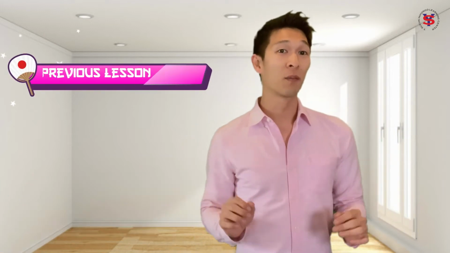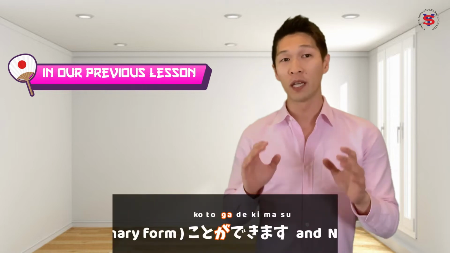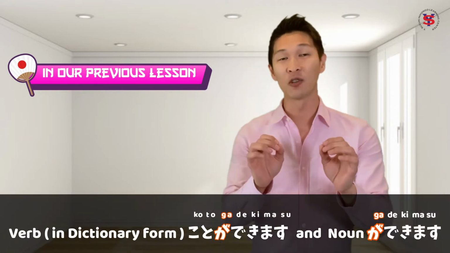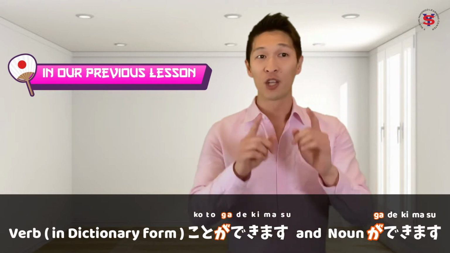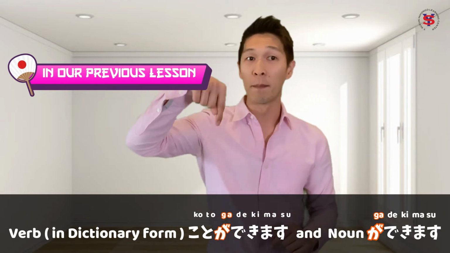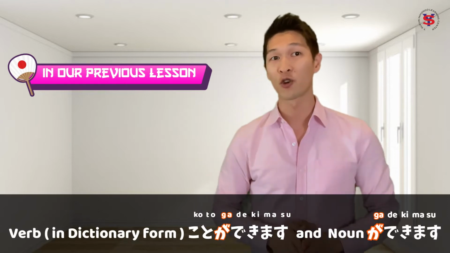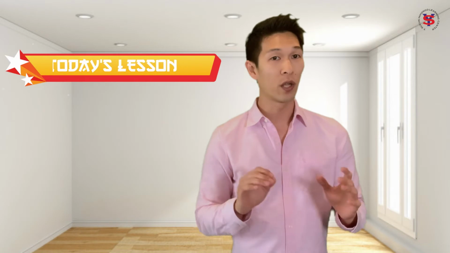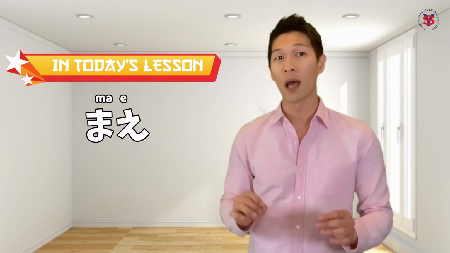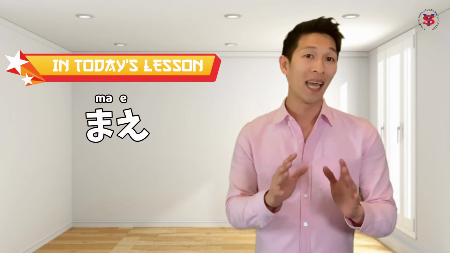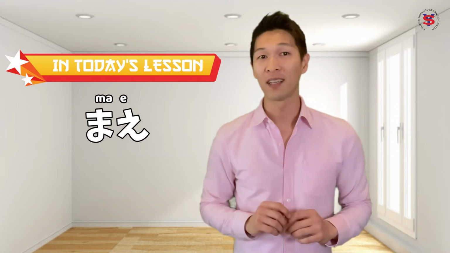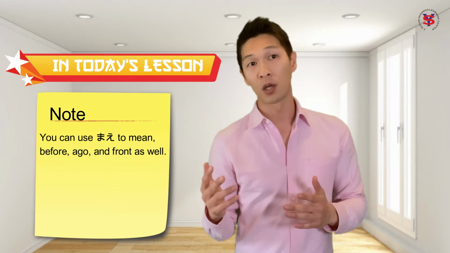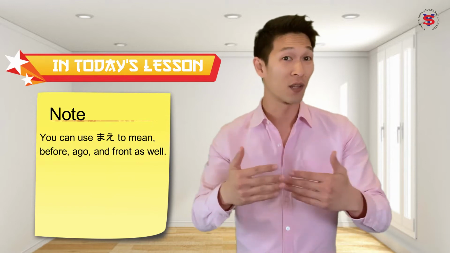Last lesson we learned about the sentence patterns, verb in dictionary form koto ga dekimasu, and noun ga dekimasu. Check out the links in the description box below for a refresher on these sentences. Now, in today's lesson we are going to learn how to use the word mae. Mae can be used to mean different things. You can use mae to mean before, ago, and front as well.